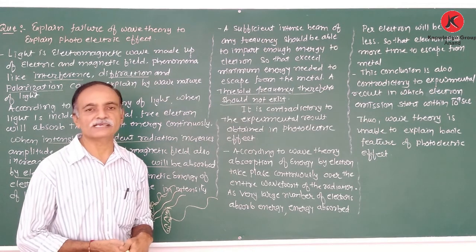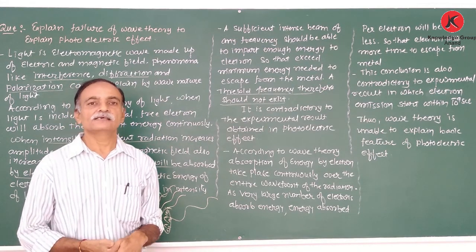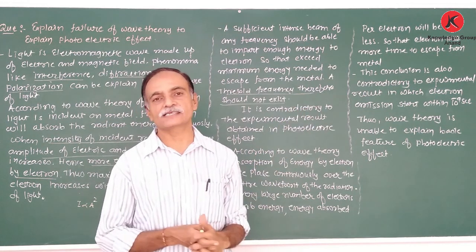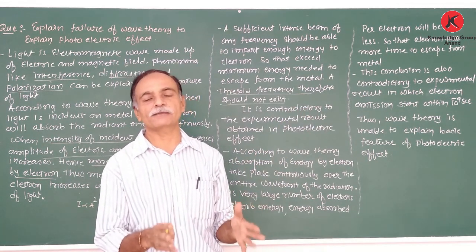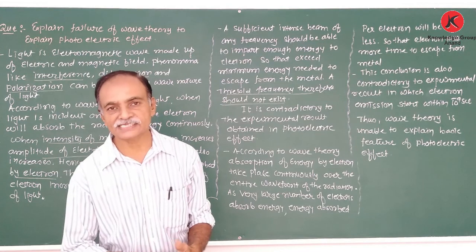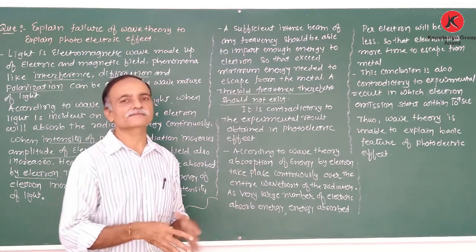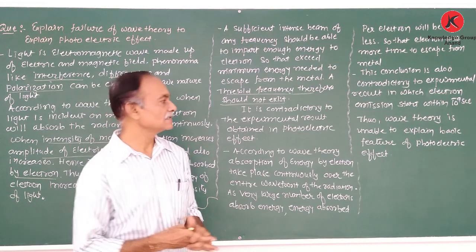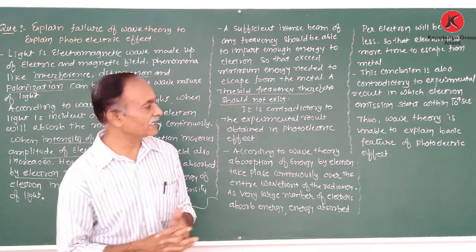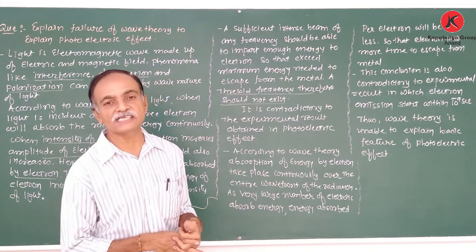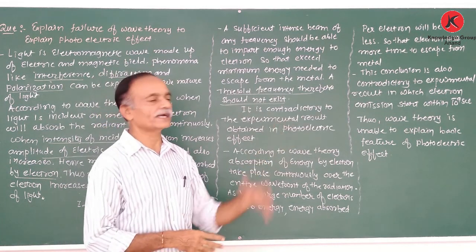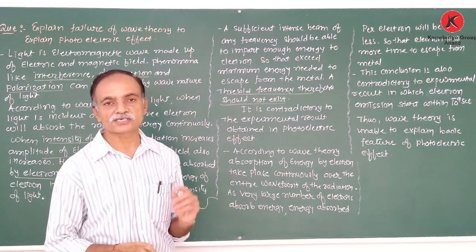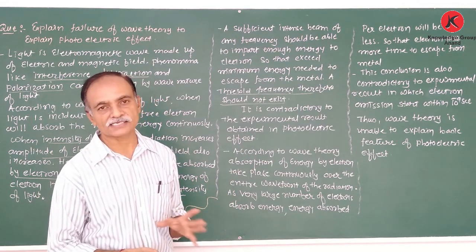10⁻⁹ seconds. The result of the photoelectric effect shows that the emission of the photoelectron takes place within 10⁻⁹ seconds. That means the instant emission of the electron takes place. So thus the wave theory is unable to explain the basic feature of the photoelectric effect. So that is also a most important question for the 2 marks.